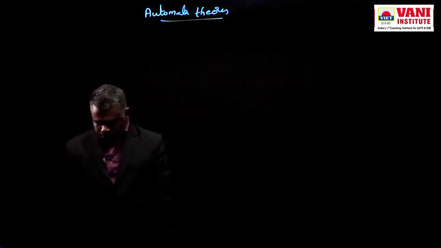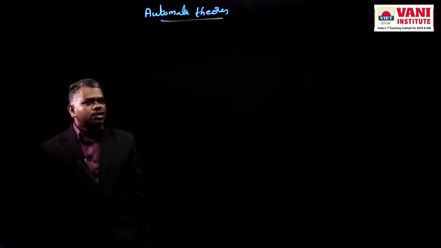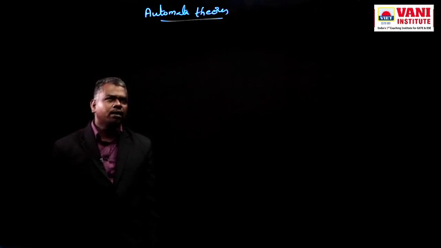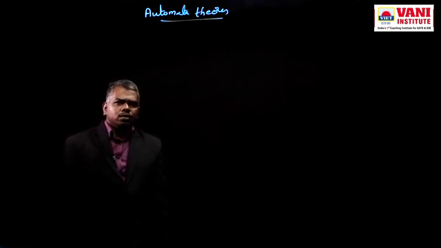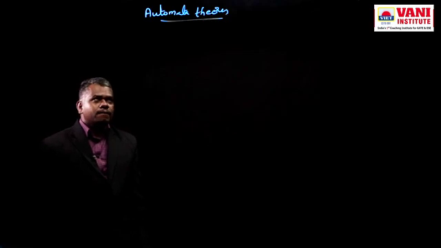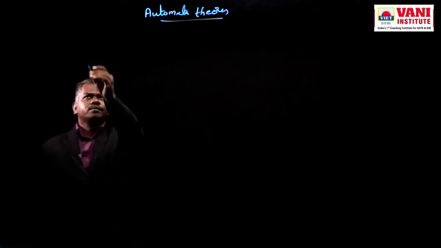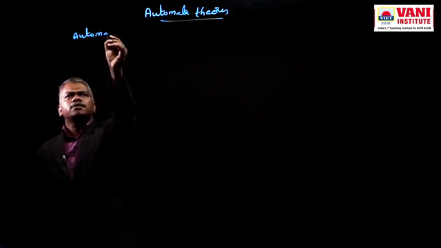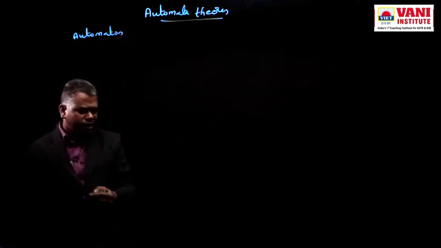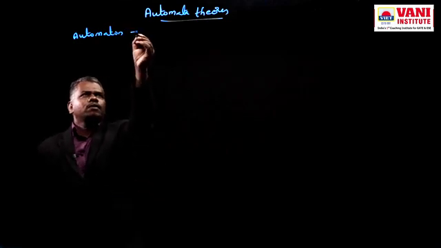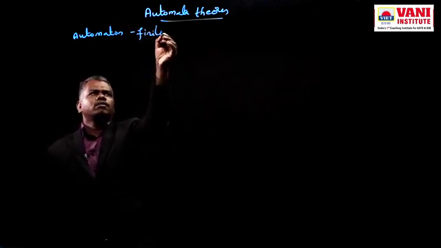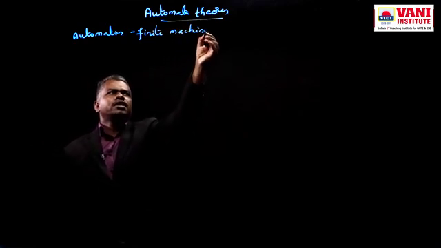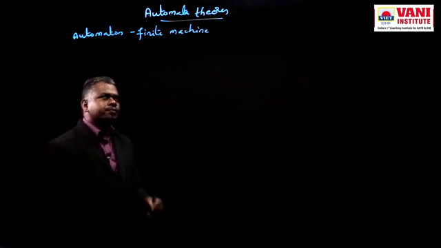Automata theory, we can also call this theory of automata. What do you mean by automaton and automata? Briefly speaking, an automaton is a machine. It's a finite machine, as we have all studied at BTech level, which has certain input and certain output.